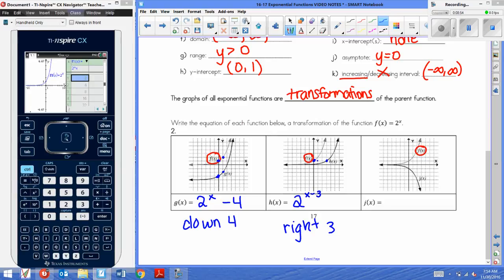All right, j of x, lastly, what has happened? Well, some of you might say, oh, it's a shift of down 1, 2, but in actuality, it looks like there was a flip, a reflection over the x-axis. So we're flipping over the x-axis, which to me means that my entire parent function of 2 to the x is just now negative.